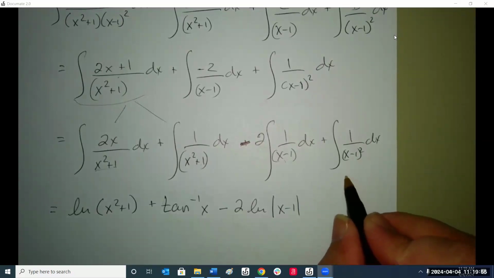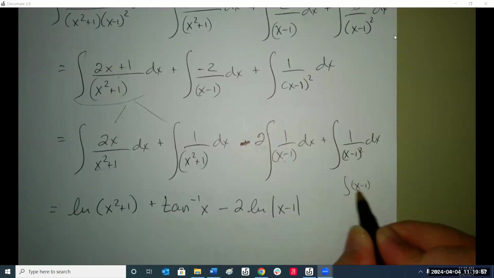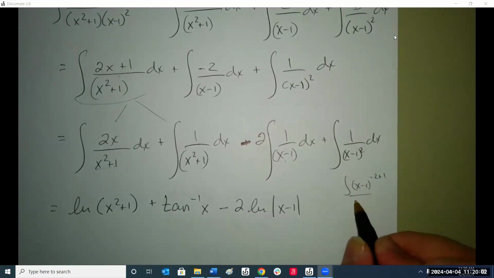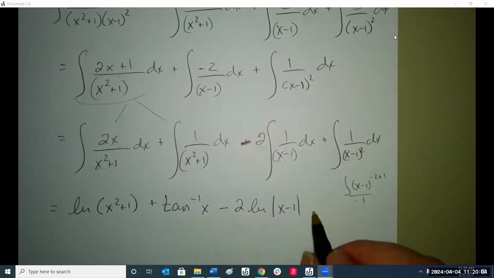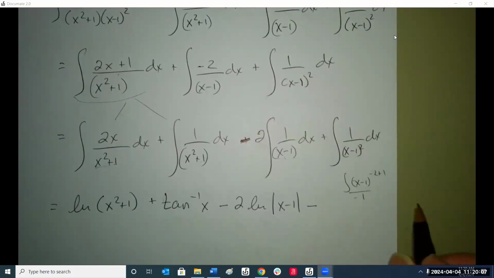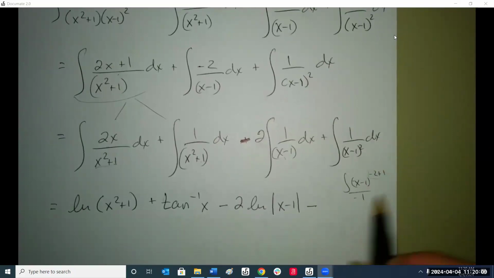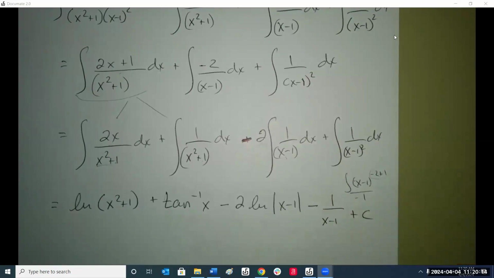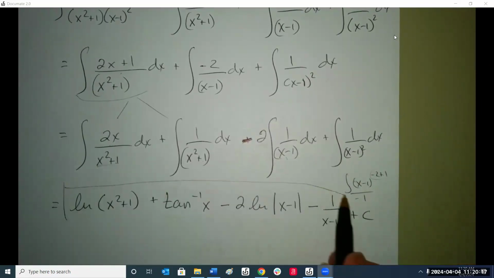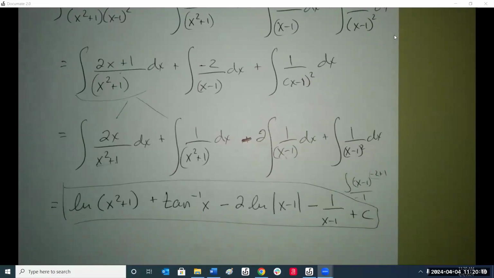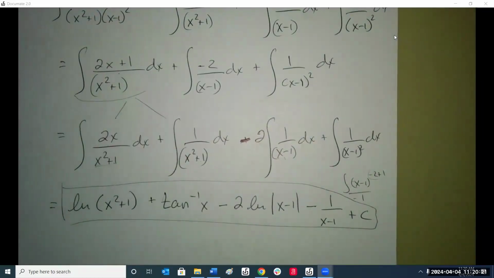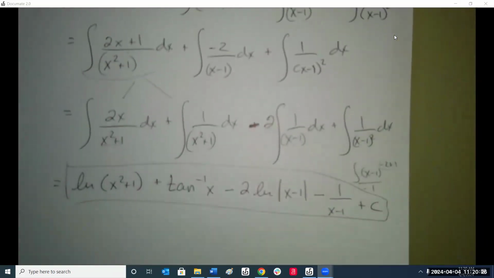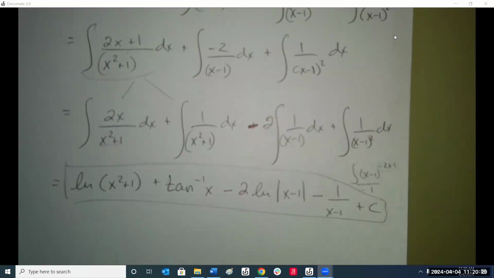And this one becomes the integral of x minus 1 to the negative 2. So add 1. So it's negative 1. So it becomes a minus. This is minus 1. So it becomes 1 over x minus 1 plus c. A lot more writing, that's what takes the fun out of it. But that's as far as we can go, because we don't know what x is.